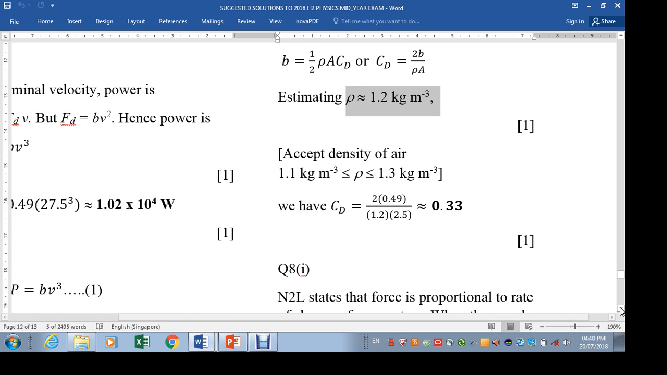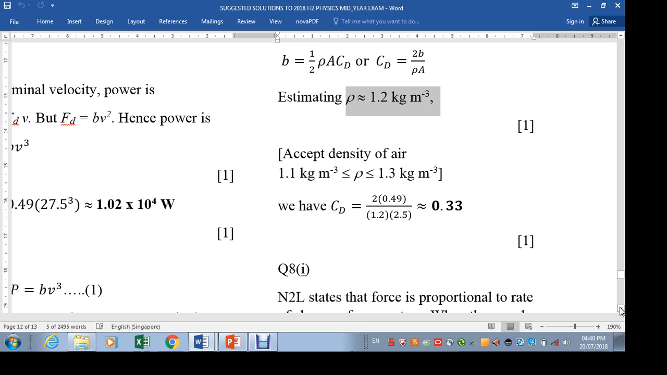Next, part I, the drag force is proportional to the square of the air velocity. Explain on the basis of Newton's second law why when the velocity is doubled. Part I, so many of you got it wrong, right? The question is not asking you to explain the mathematics of F equals BV squared. No. Because if you just explain the math, when V is 2V, the F is 4F. But that's not what they're asking.